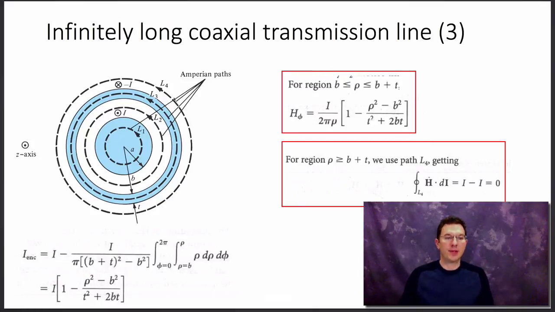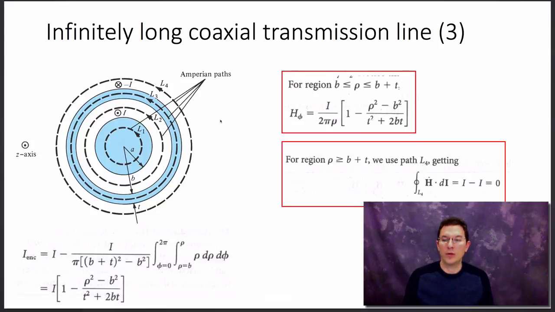Getting back to what happens when rho gets larger than this distance b plus t right here, we want to know what the total magnetic field is outside in this region. It's a pretty simple argument. Again, you say H phi cannot depend on phi, and then you have to look at the right-hand side of the equation. How much total current is enclosed? Well, this Amperian contour right here encloses negative I plus I, which is equal to 0.